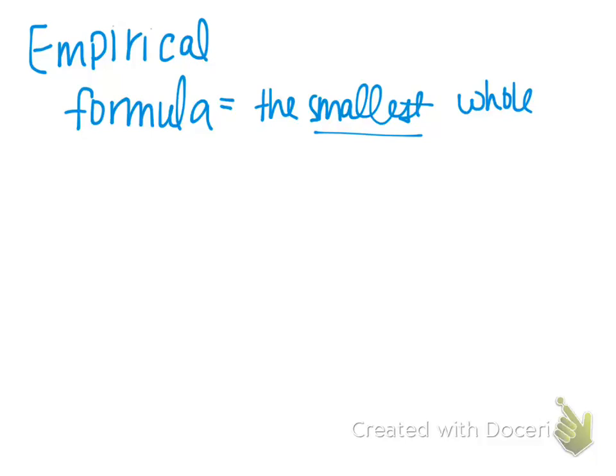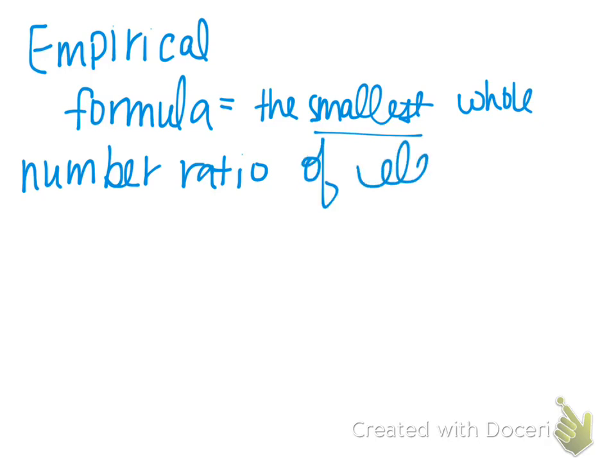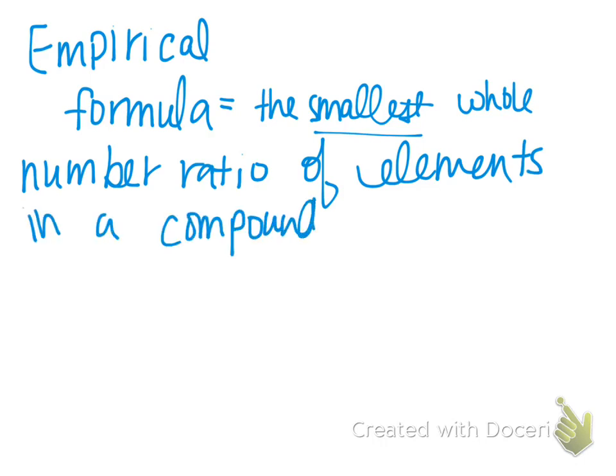Okay, so an empirical formula is the smallest whole number ratio of elements in a compound. And so when we're looking at empirical formulas, we might not be dealing with ionic compounds specifically, but what I want you to think about is these are the reduced versions, okay? The very, very most reduced versions, similar to the way we use ionic compounds, okay?